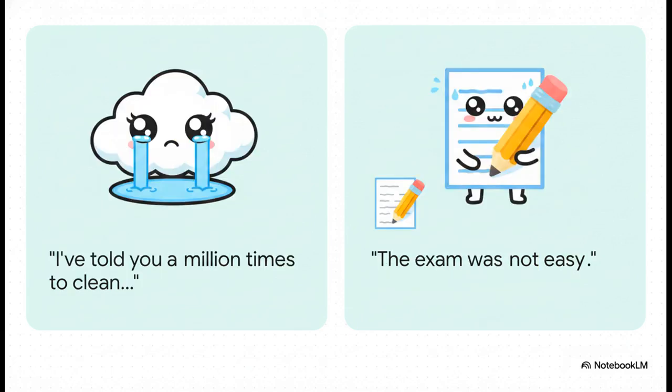Let's read these together. For hyperbole, I have told you 1,000,000 times to clean your room. You can almost hear the exasperated parental sigh on that one, right? It is physically impossible to tell someone something 1,000,000 times, but it completely emphasizes that frustration. Now for litotes, the exam was not easy, which really just means the exam was hard. Or, she is not unkind to strangers. This means she actually treats strangers quite kindly. See how litotes makes your brain do just a tiny fraction of a second of translation? That little puzzle is what makes it so engaging to read.